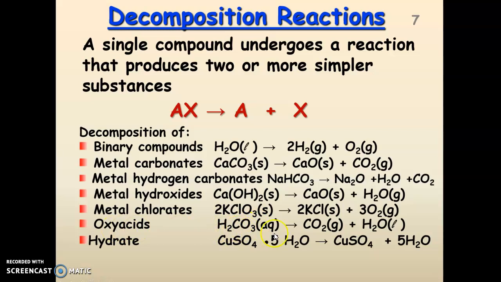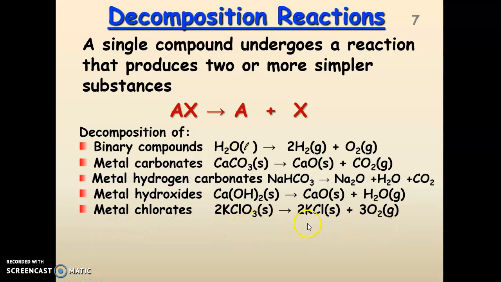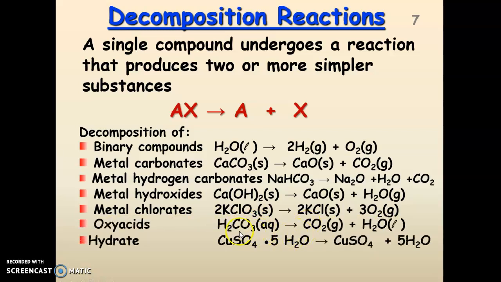Oxyacids, so this is the reverse of the synthesis reaction, making the oxyacid. This one will make water and whatever's left over from the oxyacid after you take the water out. And then hydrates will break down and release water and leave the ionic compound behind. In this case, it's copper sulfate.